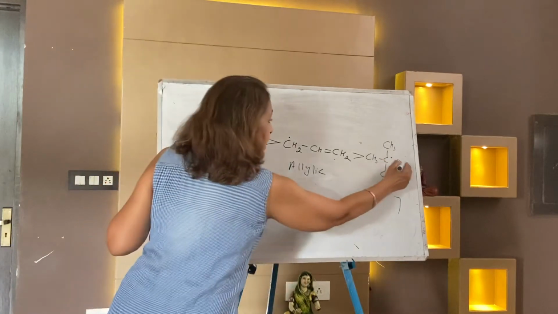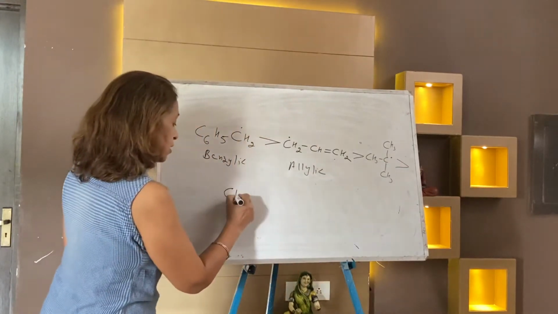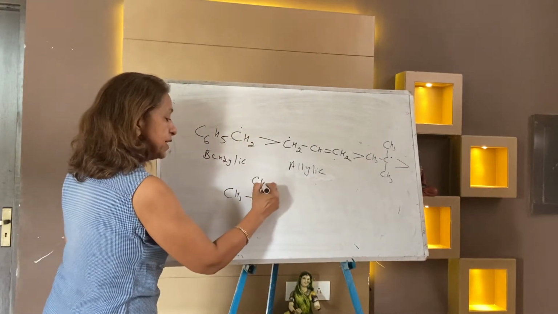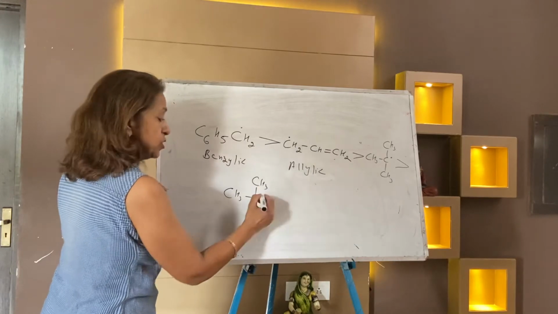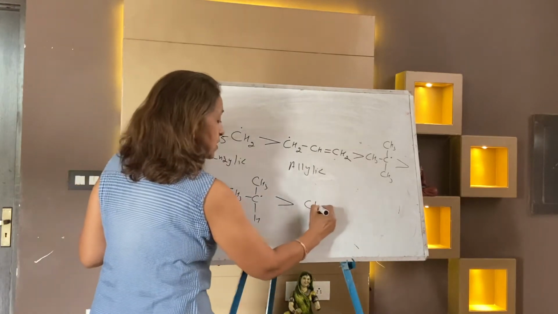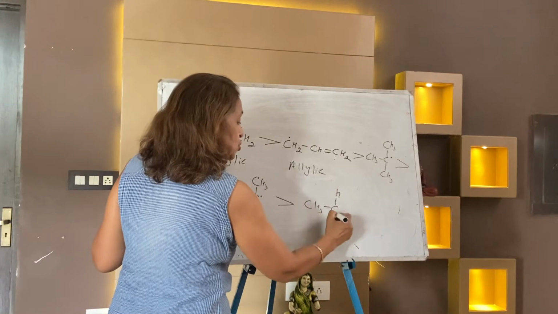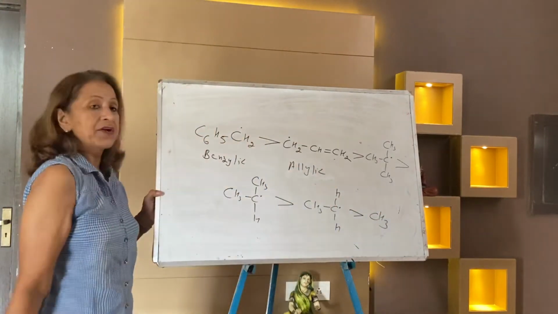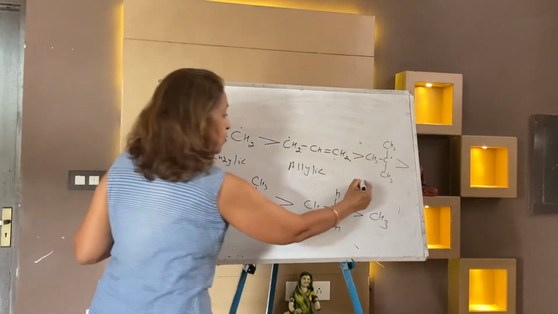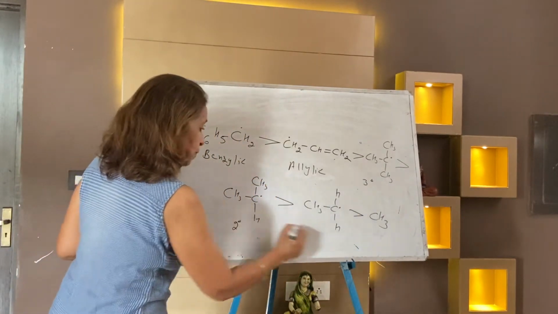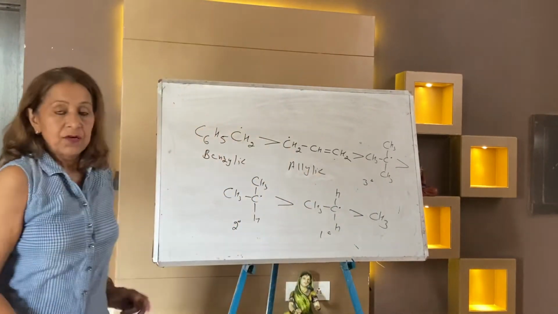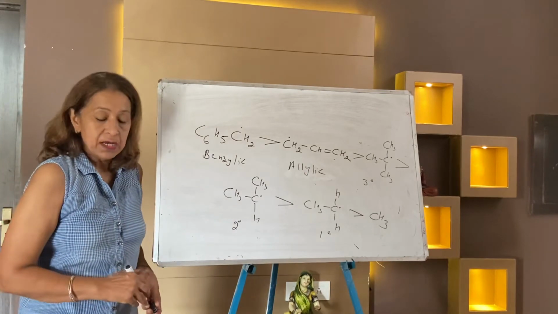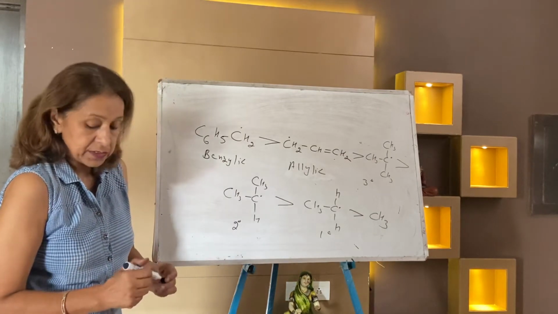After that there is a secondary. I'm writing here CH3 C CH3 H, so it is your secondary. Next is CH3 C H H, primary, and the next is CH3. It's the stability order: tertiary, secondary, and primary. So these are the types of free radical along with the stability as well as the mechanism.